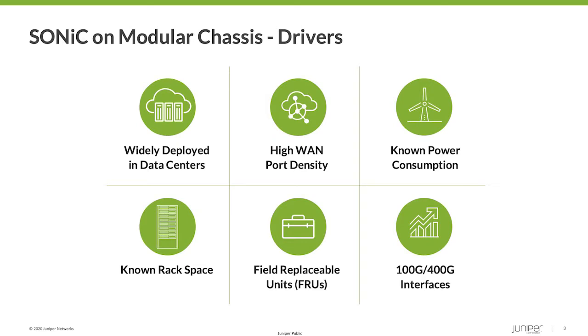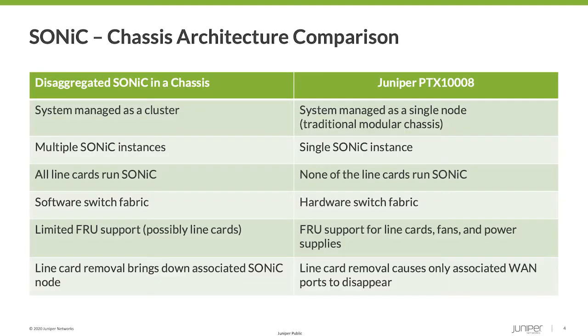So why a modular chassis? Well, first, modular chassis exist today, so there's no reason that SONiC shouldn't have one. Some of the reasons for a modular chassis include they are widely deployed in data centers already. They have high WAN port density, a large number of ports. There's a known power consumption. There's a known rack space. One of the characteristics of a modular chassis are field replaceable units or hot swappable devices, and they support high-speed interfaces like 100G and 400G.